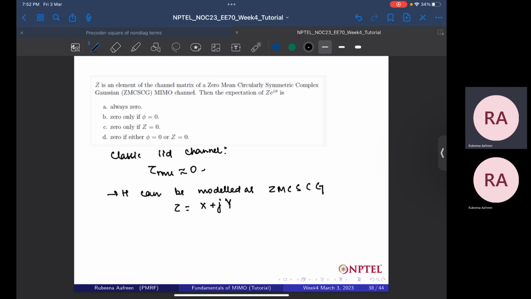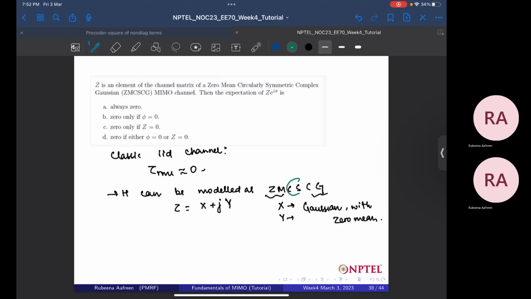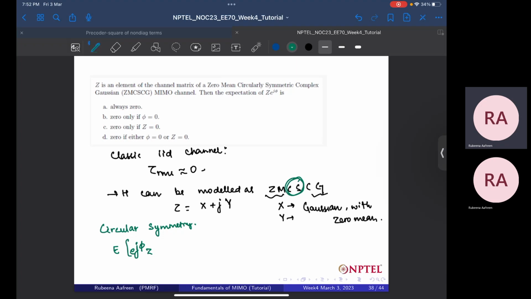So what does complex Gaussian mean? That x and y both are Gaussian and the mean is 0. That is why it is called zero mean. Now this term is there, circularly symmetric. The property of a circularly symmetric random variable is that the expectation of e to the power jφ times z should be equal to e to the power jφ into the expectation of z.